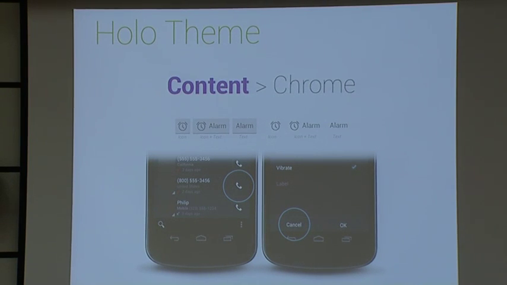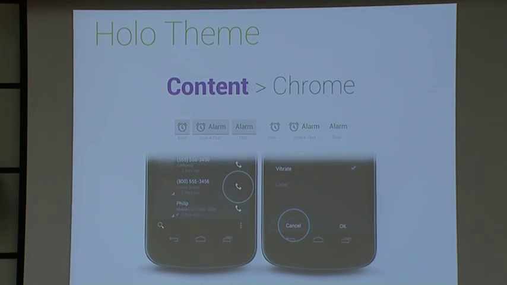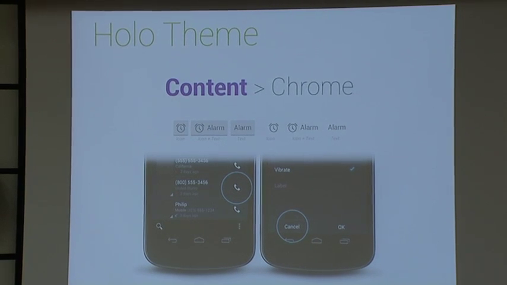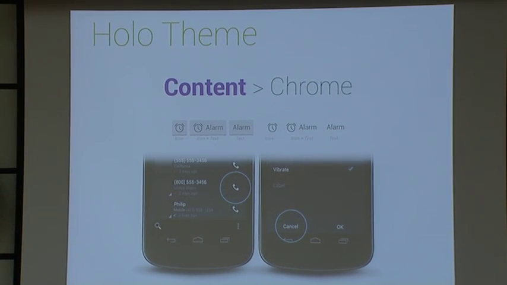Don't have lots of bounding boxes and structural elements. Let your content rise up to the front. So if we look here at the dialer, for example, in the call log, you have borderless buttons, which just use subtle dividers to delineate between interactive items. It's getting rid of all the chrome that you don't need and just letting the content float to the top.